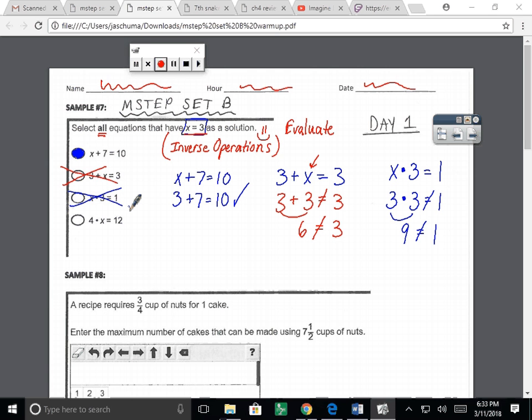We need to try one more. I'm kind of running out of space here, but I'm going to go this direction. I'm going to show you 4 times x equals 12. Again, we're going to try this idea of evaluating the equation or substituting.